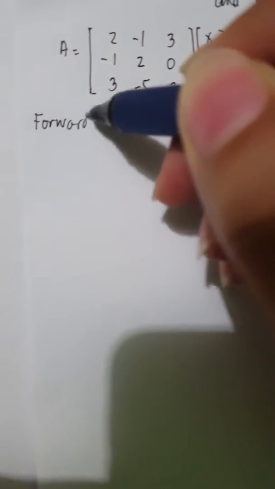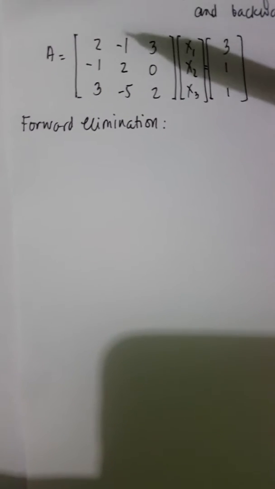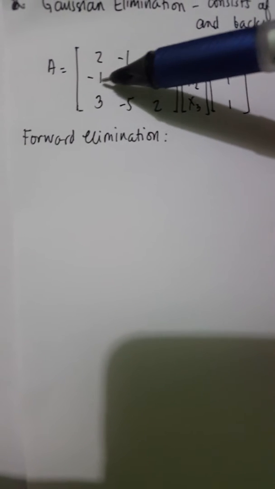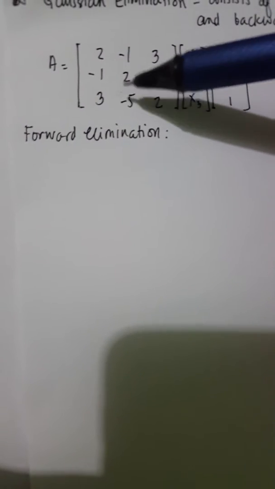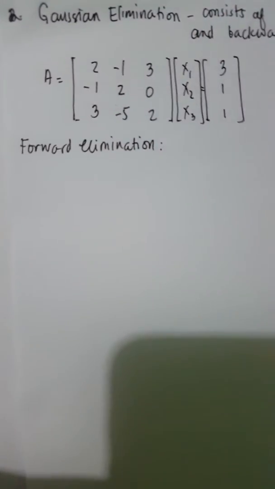So forward elimination, this will mean that we just have to eliminate components in our matrix. So in our case, we have to eliminate this one para maging 0 siya, and this 2 here. So para yung linear equation natin is magiging tatlong unknown values, dalawang unknown values, at isang unknown value dito.